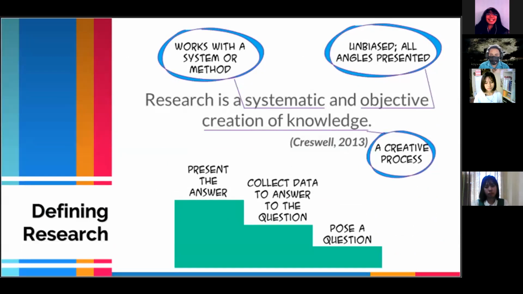Okay, next, according to Creswell 2013, research is a systematic and objective creation of knowledge. When we say systematic, it means it works with a system or method. When we say objective, it means unbiased, meaning all angles are presented. Creation of knowledge is a creative process. In having a research, firstly, ang unang gagawin is to pose the question, then collect data to answer the question and present the answer. But those are not the only steps you do when it comes to research.